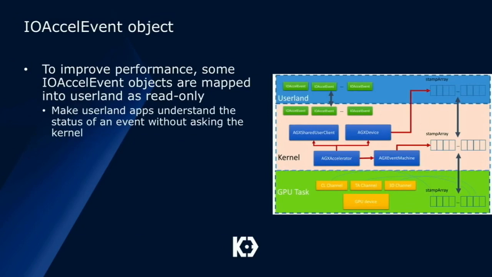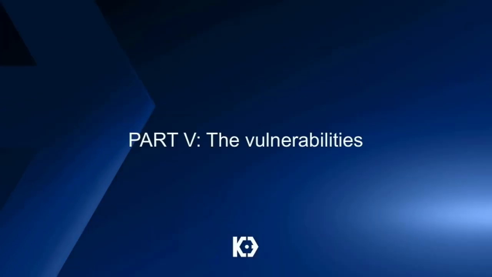Last but not least, to improve performance, some of the IOAccelEvent objects are also mapped into userland, which is highly related to our bug. This is to make sure that userland applications can understand the status of the current instruction and the current event without asking the kernel. So the userland app can also test whether the event has been completed or not.